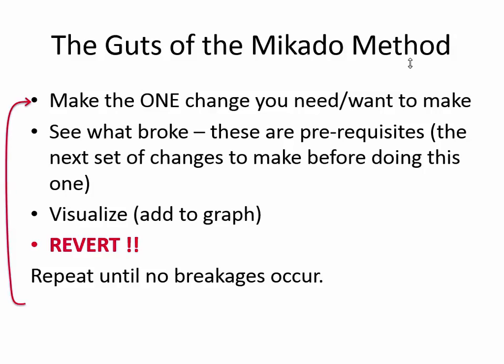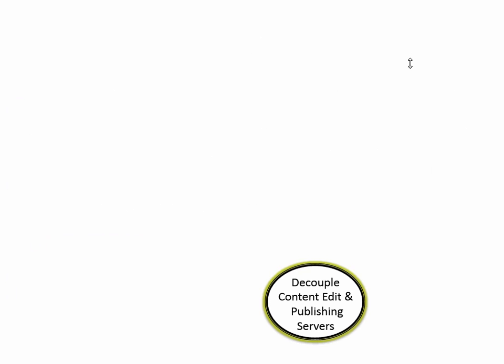When I eventually get to a leaf node, something that I can change and it doesn't impact anything, I can go ahead and commit that code. And I can start working back from my leaves backwards until I get to my final big change. So let's take a look at how this might look.